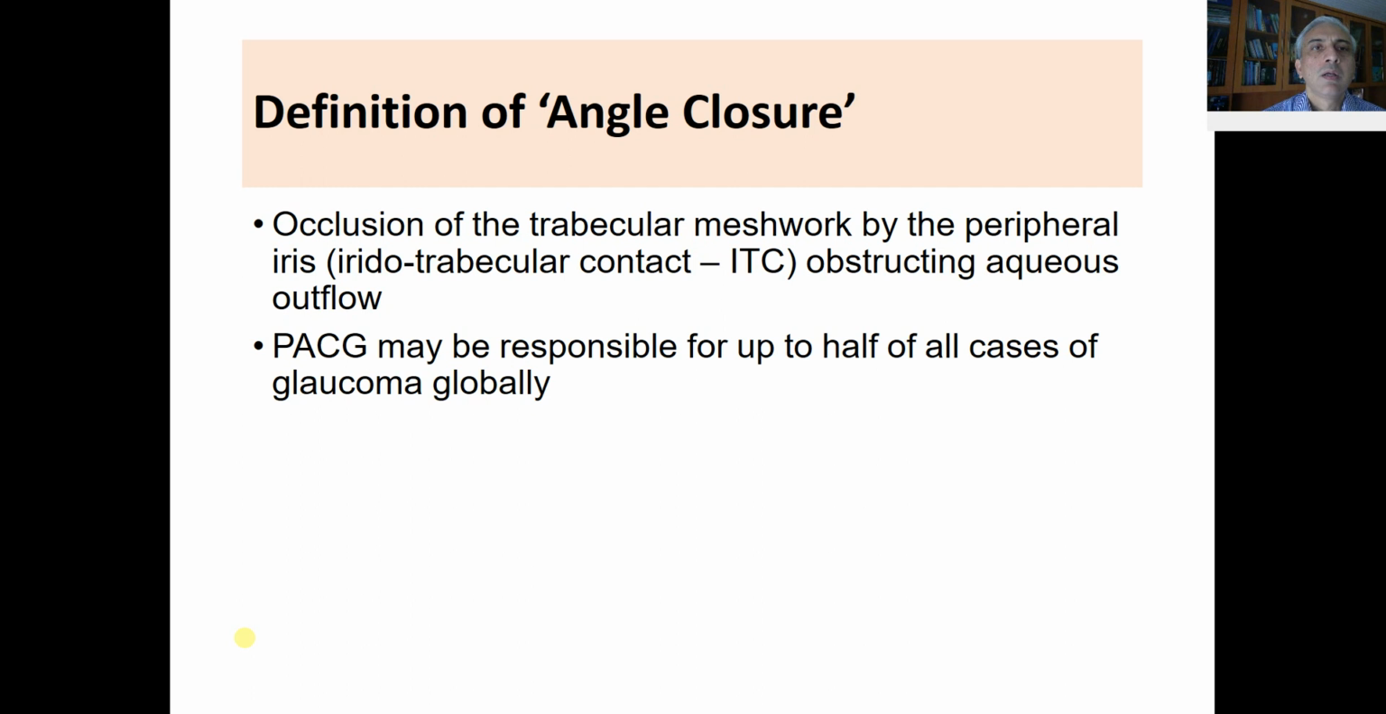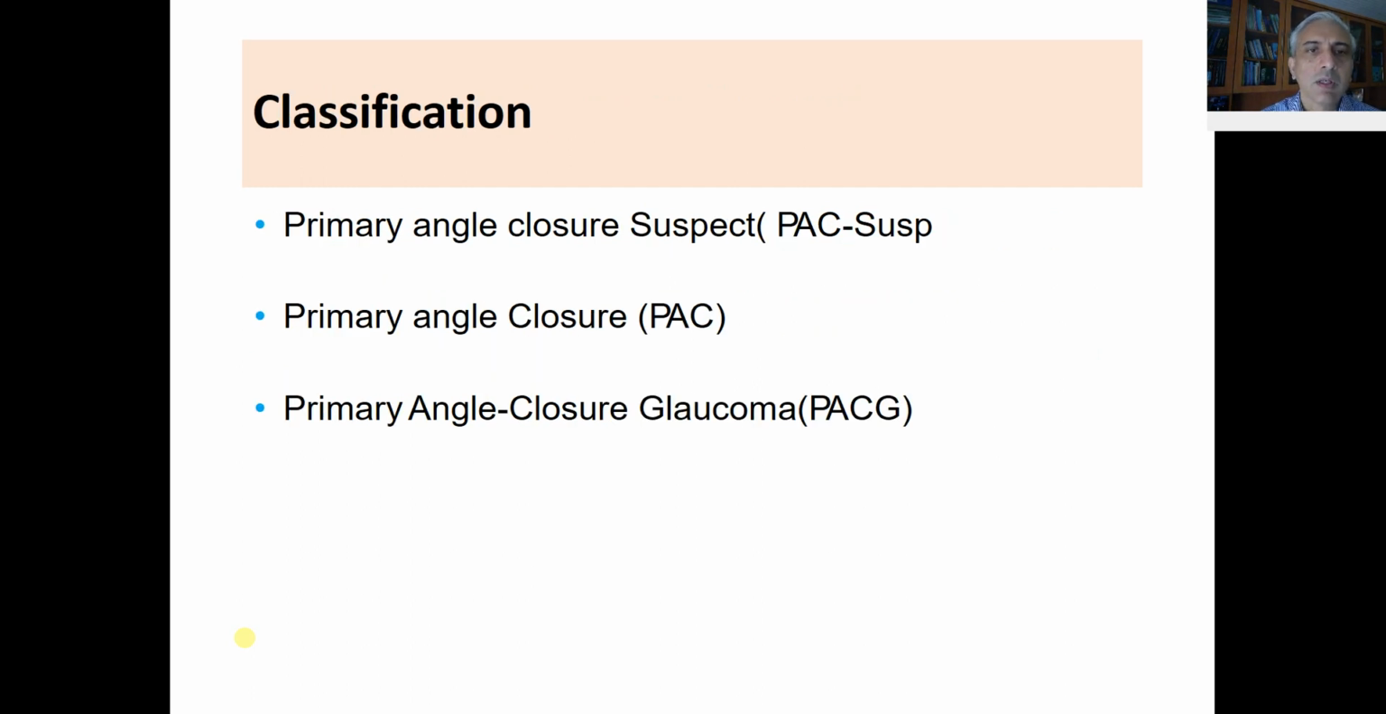It's occlusion of the trabecular meshwork by the peripheral iridotrabecular contact, obstructing the aqueous outflow. Primary angle closure may be responsible for up to half of the cases of glaucoma globally. So if we classify angle closure glaucoma, we have three types.